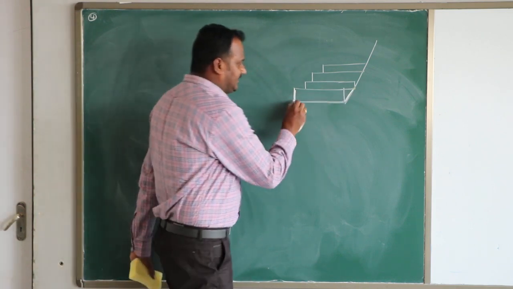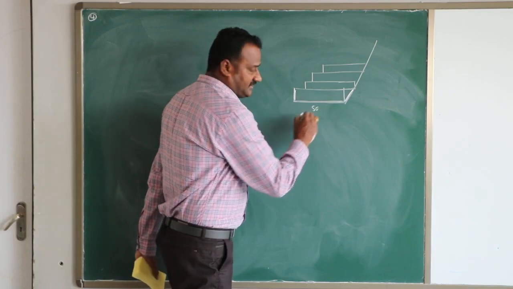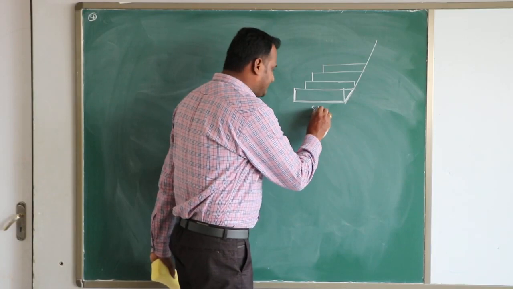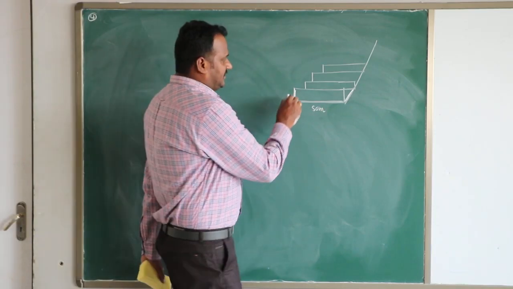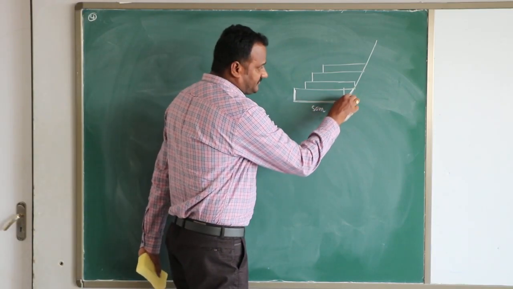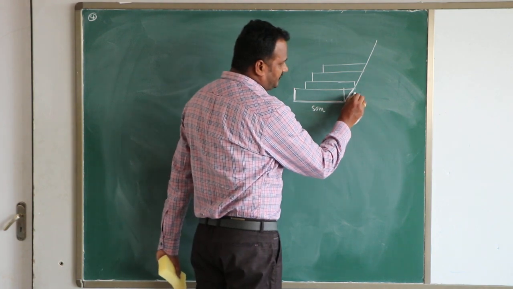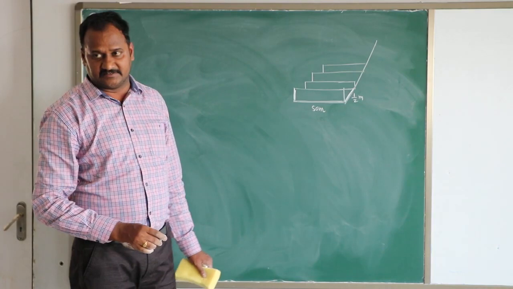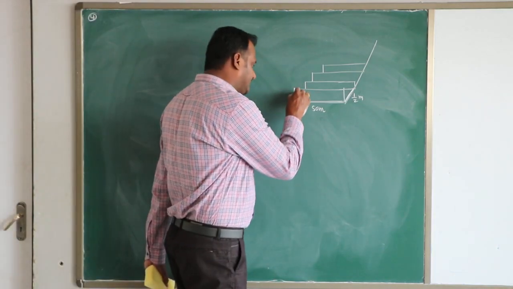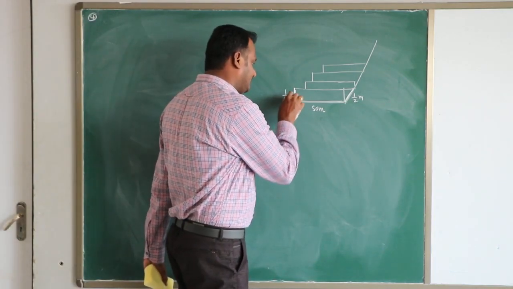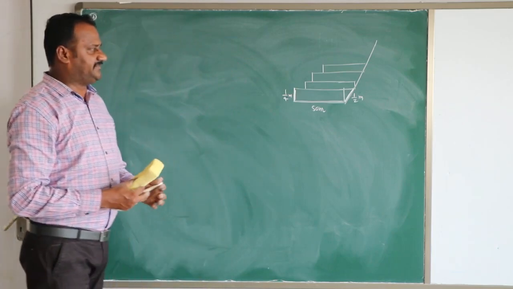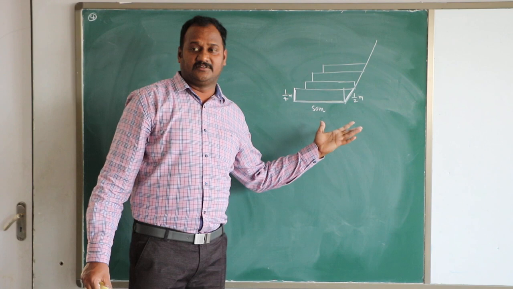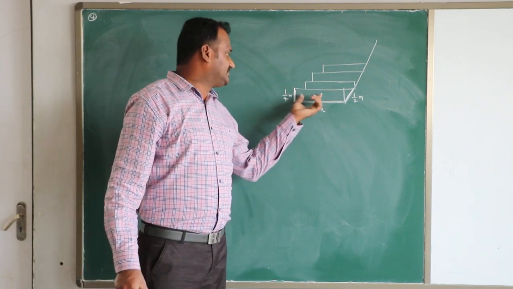In this, the length of the step is given as how much? 50 meters. Length is equal to 50 meters, and moreover the width of the step is equal to how much? 1/4 meter or half meter? Half meter. And the rise is equal to 1/4 meter. So rise is equal to 1/4 meter means this is 1/4 meter. And if you observe, every single step is in the shape of a cuboid. Every single step is a cuboid.